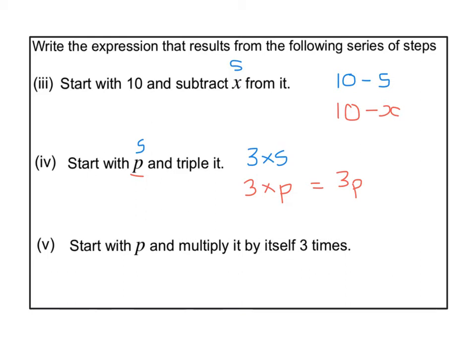Start with p and multiply by itself 3 times. Let's look at what we would do if that was starting with 5. So remember what works in number works with algebra. So if I did 5 times by itself 3 times, so 5 times 5 times 5. Now there's a way that we can simplify that. So 5 times 5 would be 5 squared. 5 times 5 times 5 is 5 cubed. Okay. We haven't started with 5, we've started with p. So it's going to be p times p times p, instead of 5 times 5 times 5, which simplifies to p cubed.